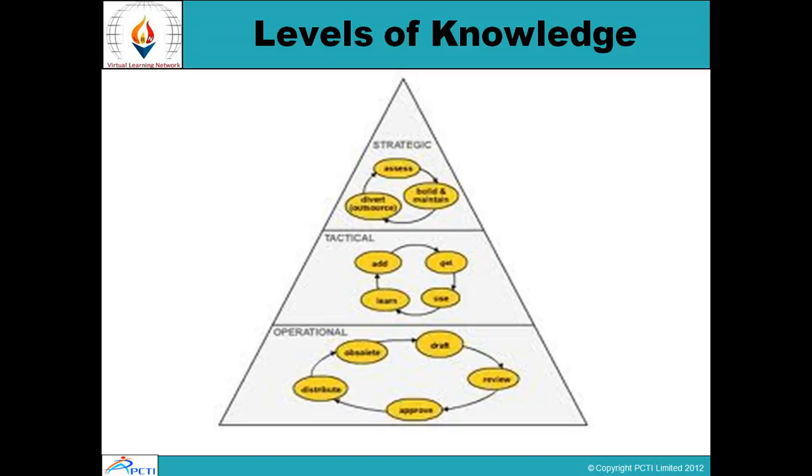Levels of knowledge means the knowledge can be at the level of operation, at the level of tactical, that is the unspoken one, in which you can add, you can learn, you can use, you can get some sort of data. And when we talk about the operational, it means you have to draft the things, you have to basically apply the things, you have to review different parameters, distribute the things, arrange for the things, and all these. Now let us talk about the strategic level of knowledge.